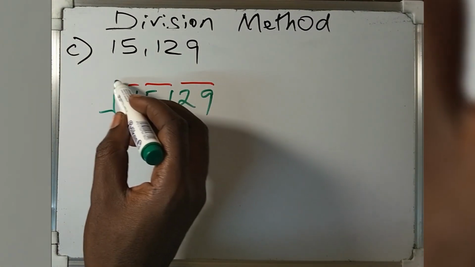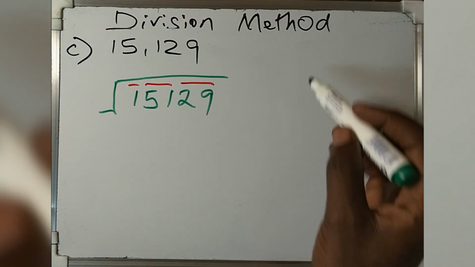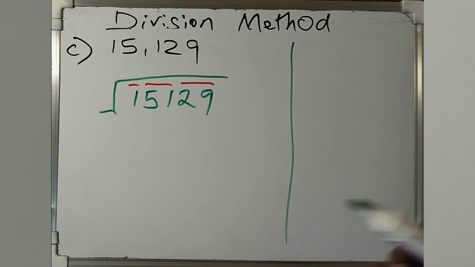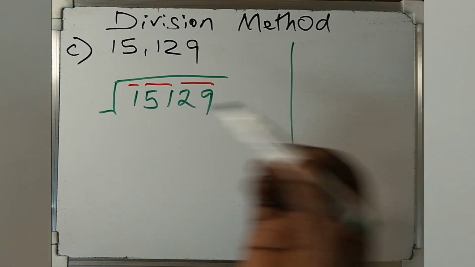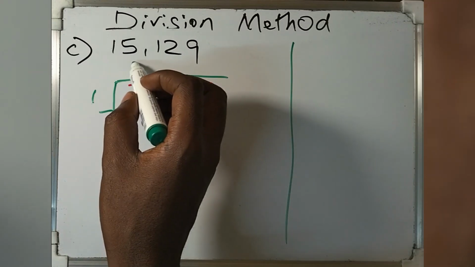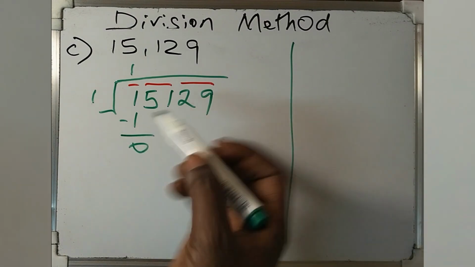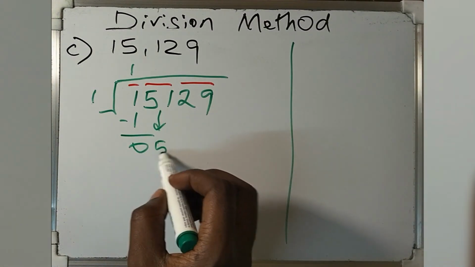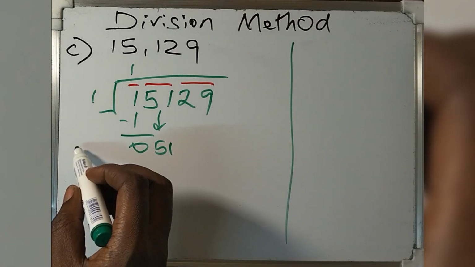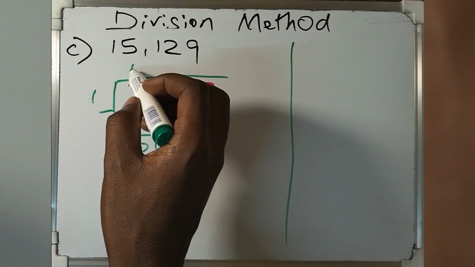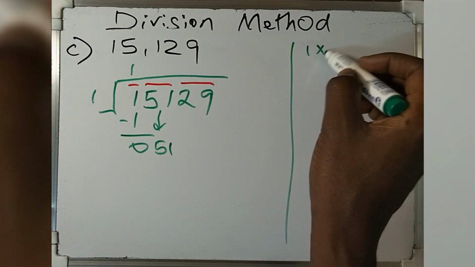Now let's divide. Our first step is to find the largest perfect square for 1. The largest perfect square for 1 is 1. 1 times 1, then you have 1 here, then you subtract, then you get 0. The second step is to drop the second group, which is 51. When you drop the second group, our next divisor is determined by this quotient. We double this quotient. That is 1 times 2.